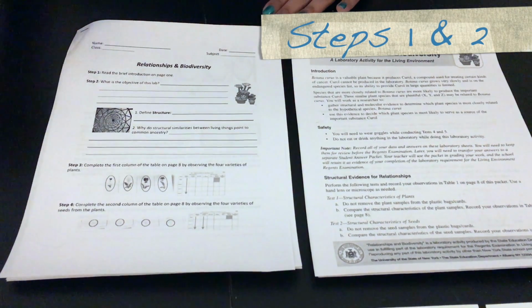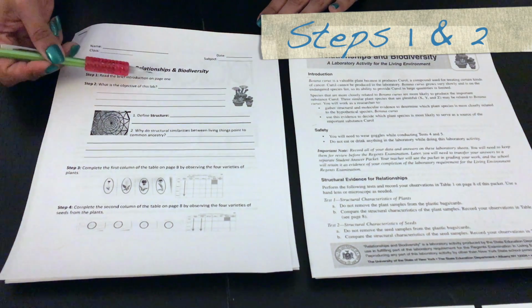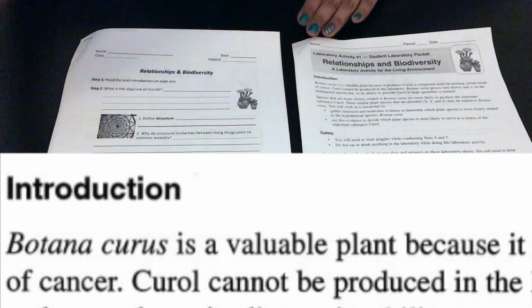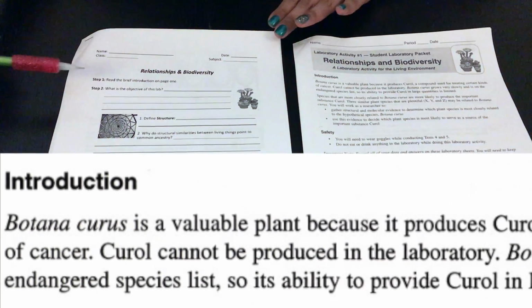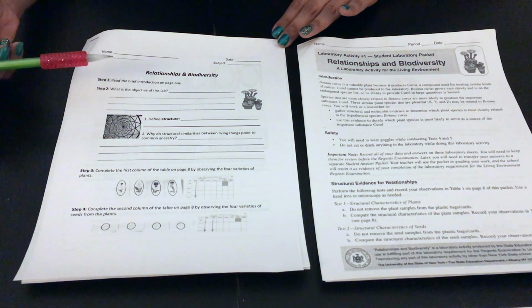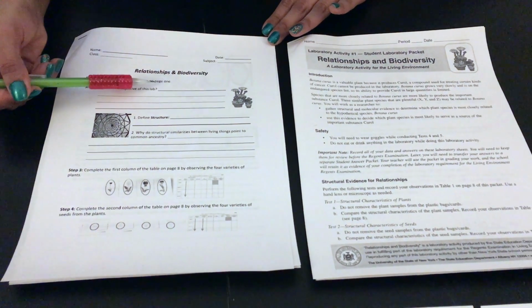Step 1. Read the brief introduction on page 1. The introduction is from here to here. You must read that paragraph in order to complete step 2, which is to identify the objective of the lab.